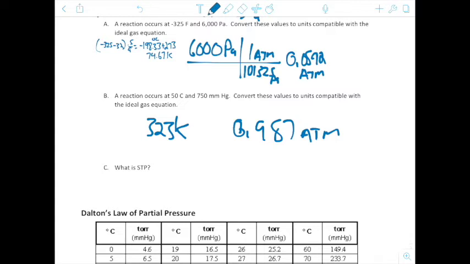C, what is STP? STP stands for standard temperature and pressure, where standard temperature is 0 degrees Celsius and standard pressure is 1 atmosphere.